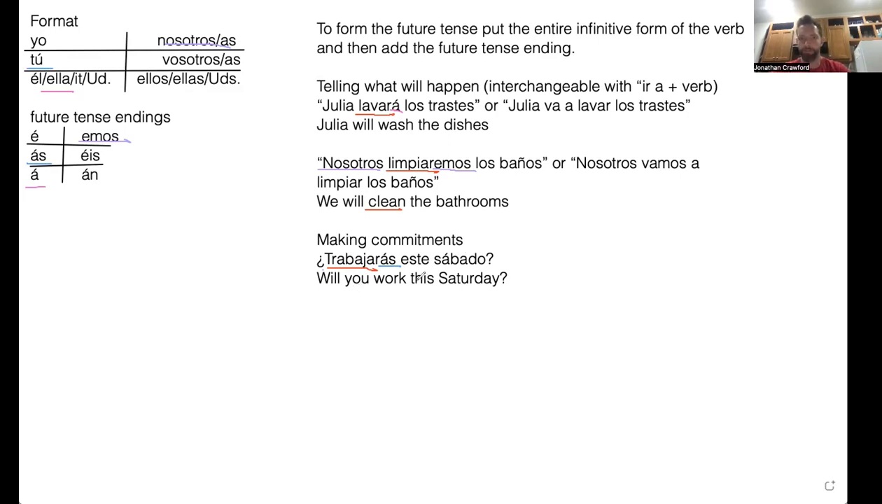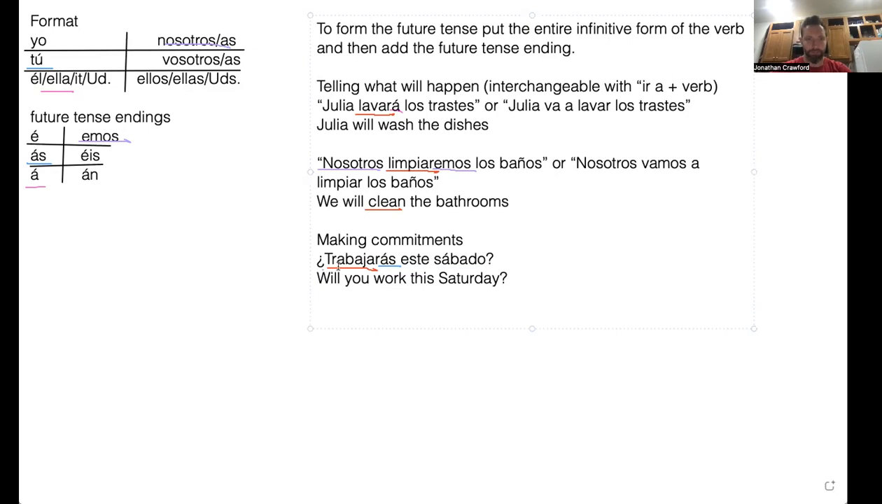Will you work this Saturday? ¿Trabajarás este sábado? And that's either yes or no. It's a yes or no question. ¿Trabajarás, sí o no? I kind of like these ones.